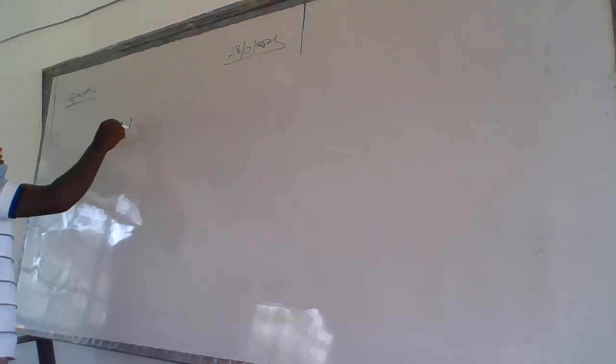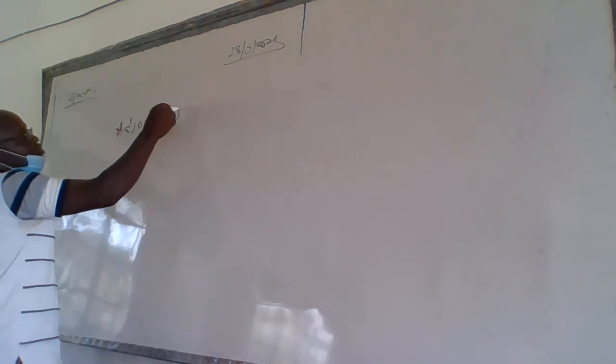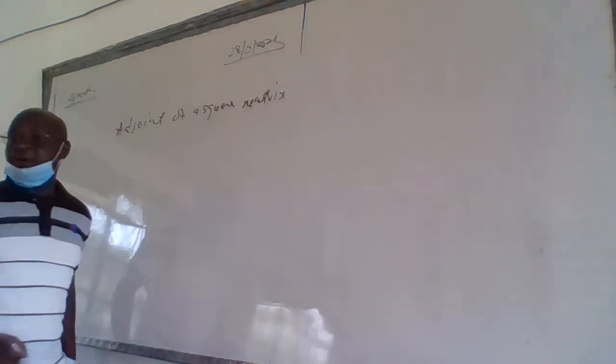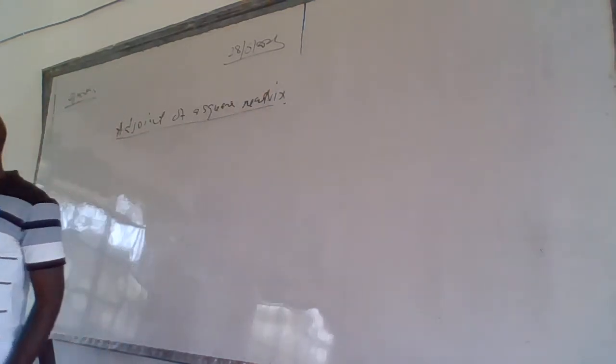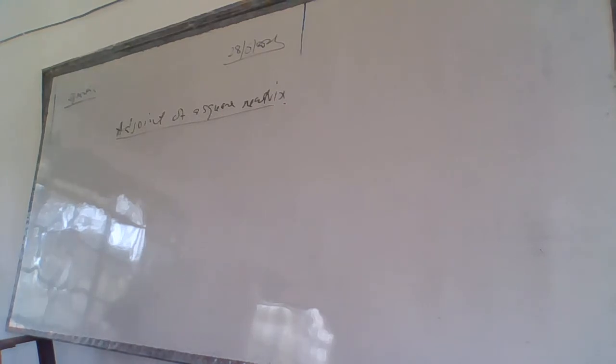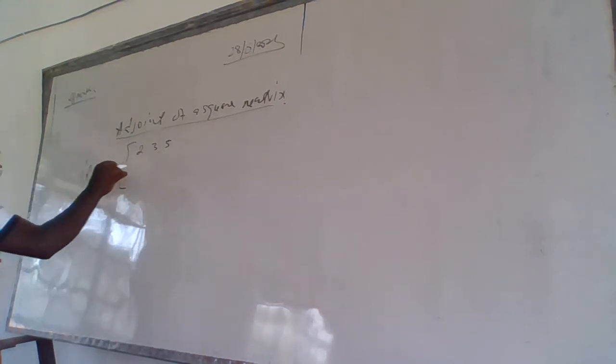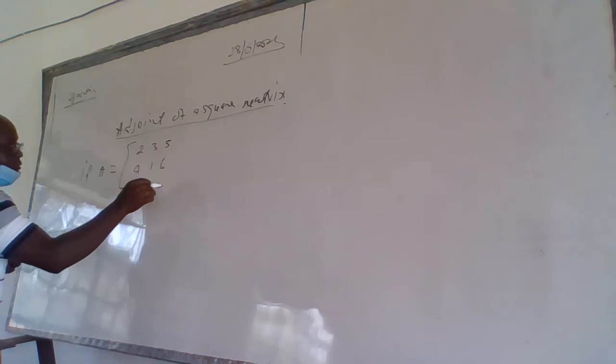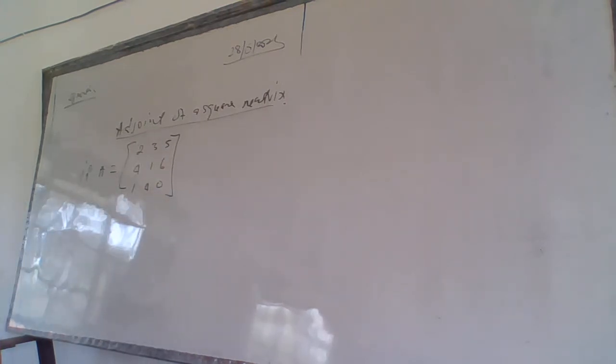Okay, adjoint of a square matrix. Now, if we have matrix A equals 2, 3, 5, 4, 1, 6, that's matrix A.